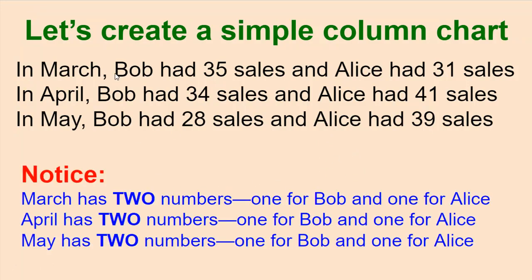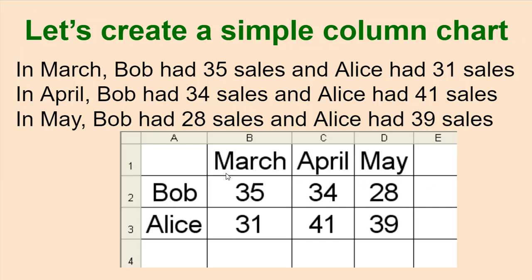First, you notice that each one of these labels has more than one number. Okay, so what are we going to do about that? We're going to do this. We're going to leave A1 blank. Bob had 35, but when? When? He had it in March. Bob had 34, but when? He had it in April. So we're going to leave A1 blank. We've done that many times.